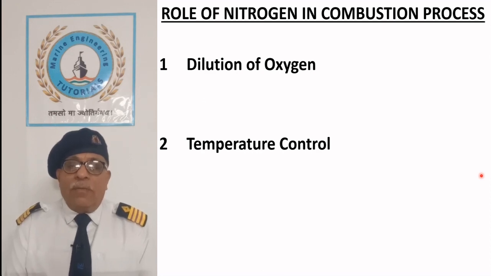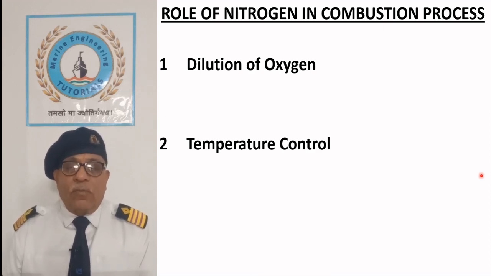High temperature generated during combustion can lead to the formation of nitrogen oxides, which are pollutants. The presence of nitrogen in the air helps to regulate the combustion temperature, preventing it from reaching excessively high levels that could promote the formation of these nitrogen oxides.